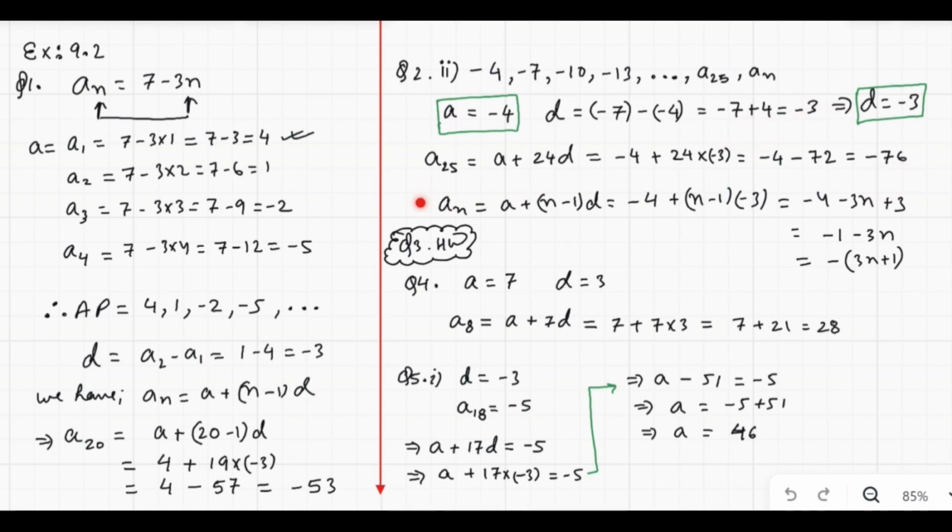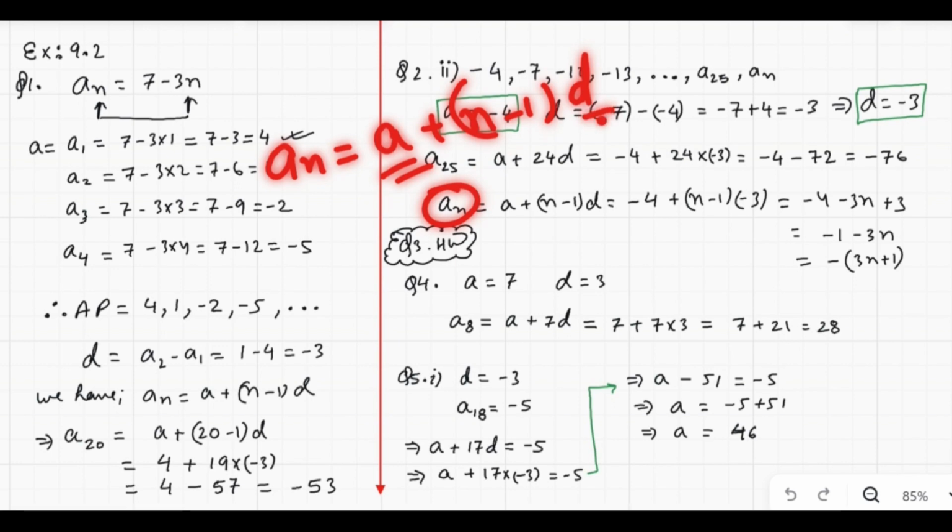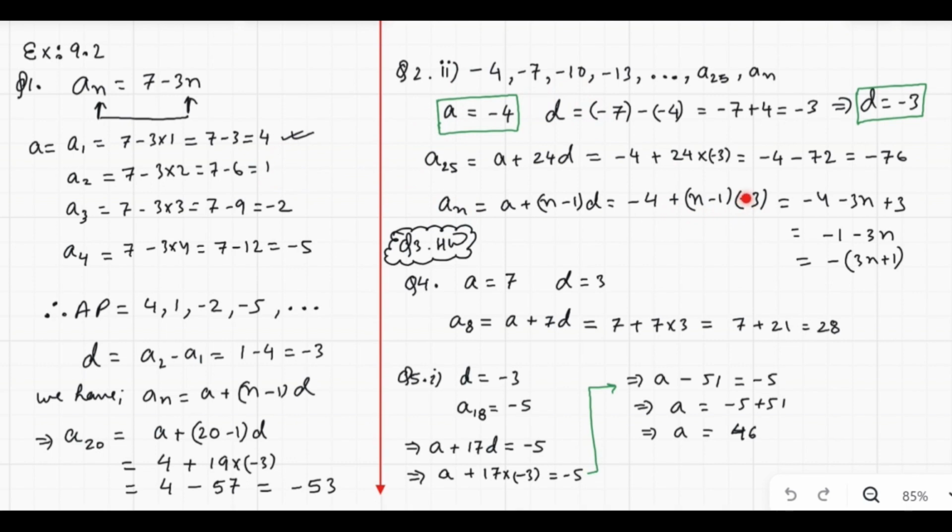Now, we also have to find the value of an, the nth term. That will be A plus n minus 1 D, and here the value of A is minus 4 and the value of D is minus 3. Replacing it, we have minus 4 plus n minus 1 times minus 3. Minus 3 times n is minus 3n, and minus 3 times minus 1 is plus 3. Now, minus 4 plus 3 is minus 1, and here we have minus 3n. Taking minus common, we have minus (3n plus 1) as the nth term.